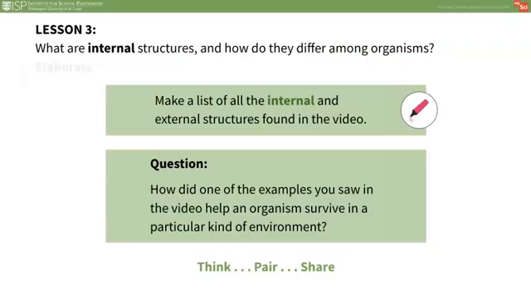After the video, have students share out to make a list on chart paper to compile all of the internal and external structure examples found in the video. Probe for understanding by asking students to share out 1 example from the video that helps an organism survive in a particular kind of environment. Allow students to think, pair, share.